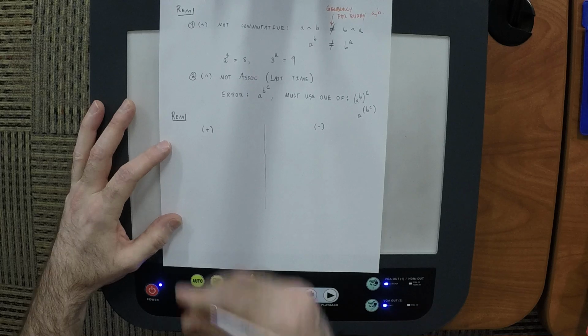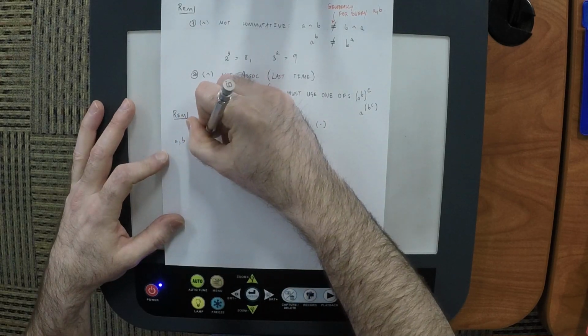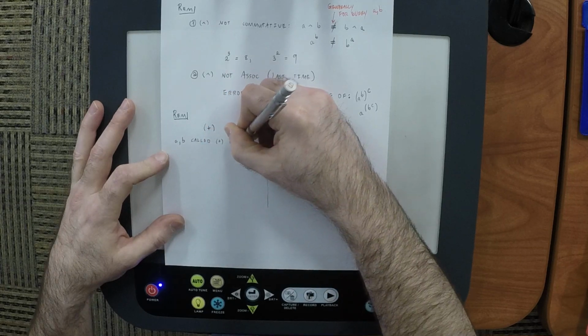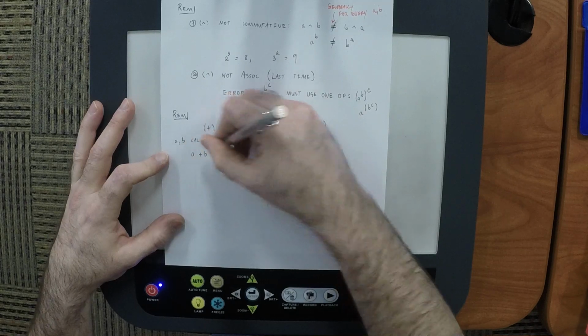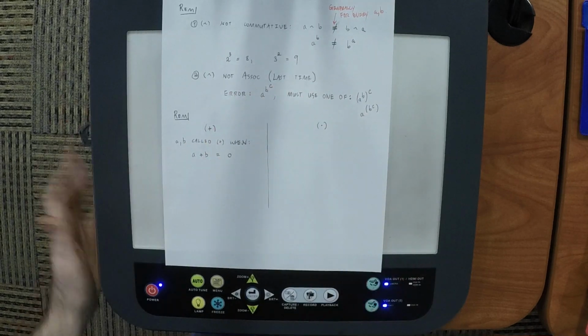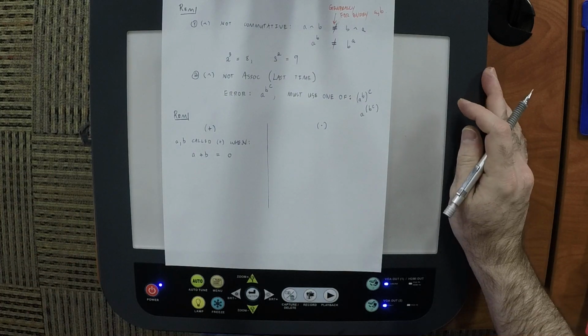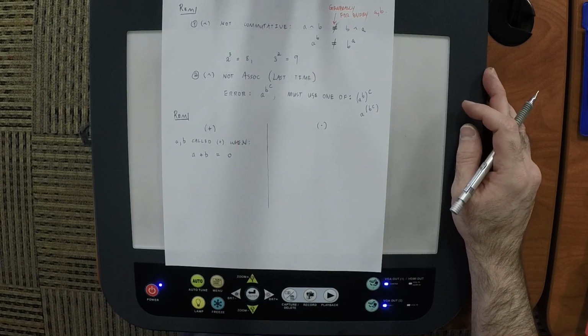So, A and B are called additive inverses when A plus B is 0. And then saying this in an overly stressed way, I could say that A and B are called additive inverses when it is the case that you add them and you get the additive identity.